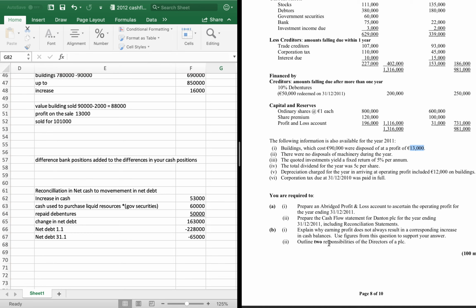The directors are obliged to prepare financial accounts, and to get those accounts audited, they have to sign off on the financial accounts. They have to publish accounts. They have to prepare cash flow statements once a year. They have to present a report at the AGM of the business. I suppose they're probably looking for 2 or 3 of those to finish them off. Anyway, that's our cash flow statements.